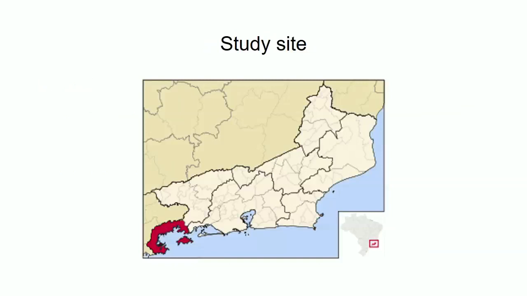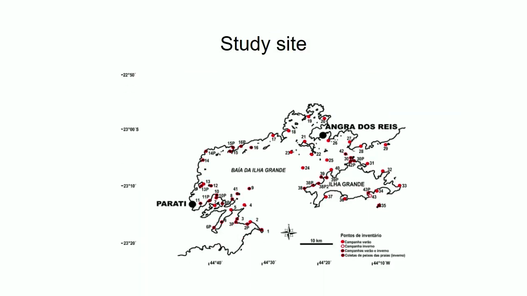So our study site, as I told you, is in the southern state of Rio. The city of Rio is right there. We have a bay there in the southern state called Ilha Grande Bay, which means big island, because it obviously has a big island in it. So we put 42 sample sites across the whole bay and around the big island.